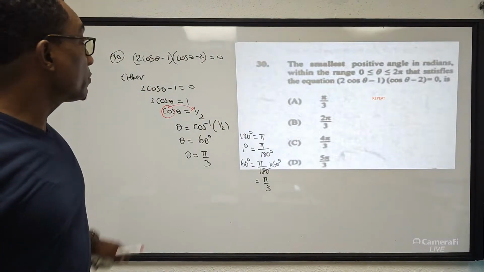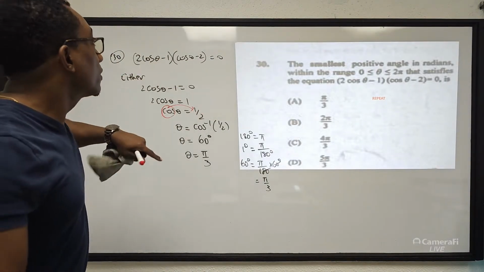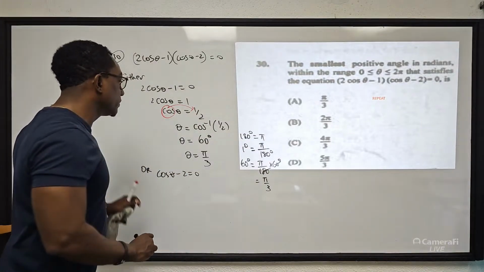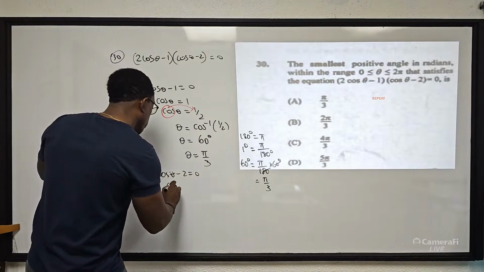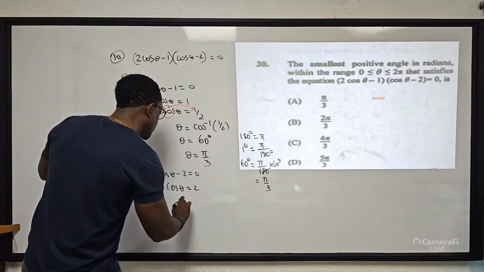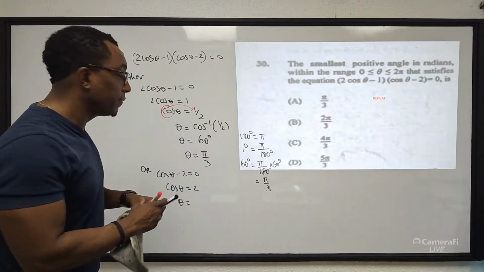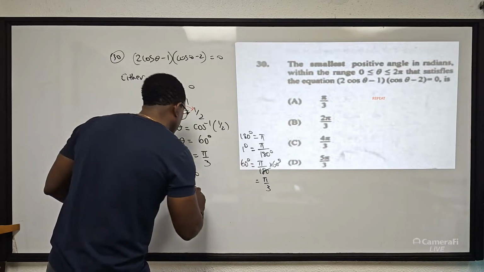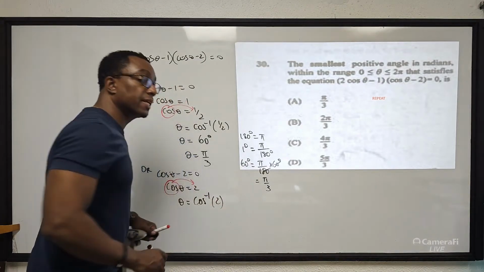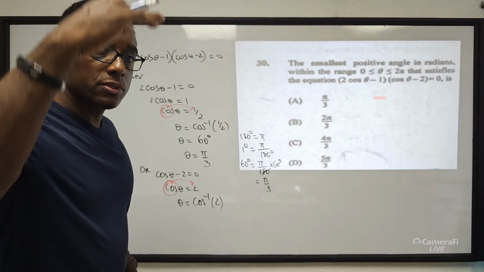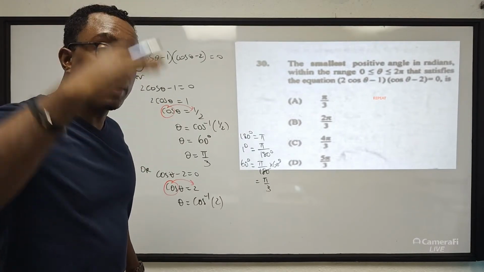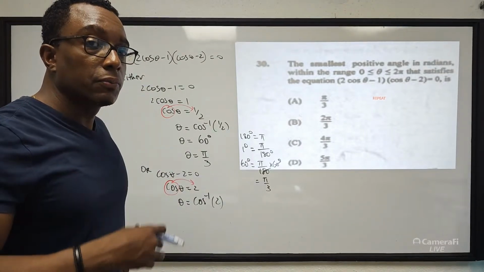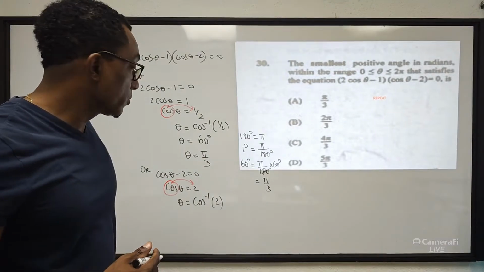So we see pi over 3 there, but remember we have another factor, cos theta minus 2 is equal to 0. Cos theta is equal to 2. And theta is equal to cos inverse of 2, which is undefined. That doesn't exist. That can't work out because cos is defined between 1 and negative 1 when you are drawing your cos function. So anything beyond that will be undefined, doesn't exist. So this has no solution.